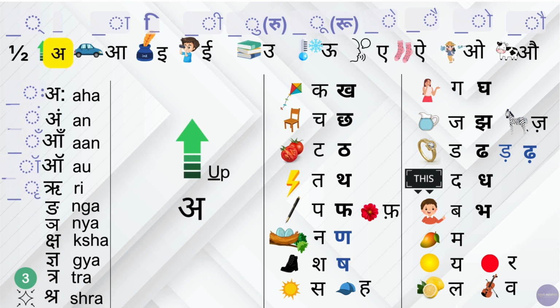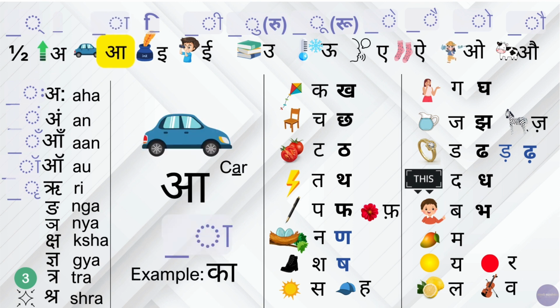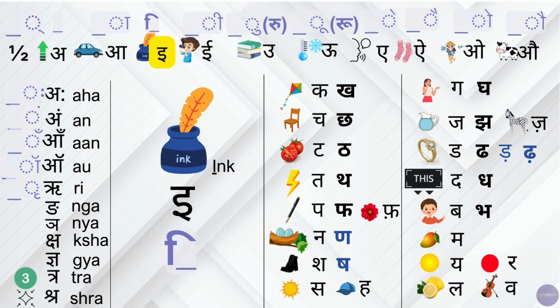As in up, a. As in car, car. Notice the add-on symbol a to the consonants. In this example, the add-on symbol to k makes it sound like ka, ka. Next one. A as in ink. Notice the add-on symbol.